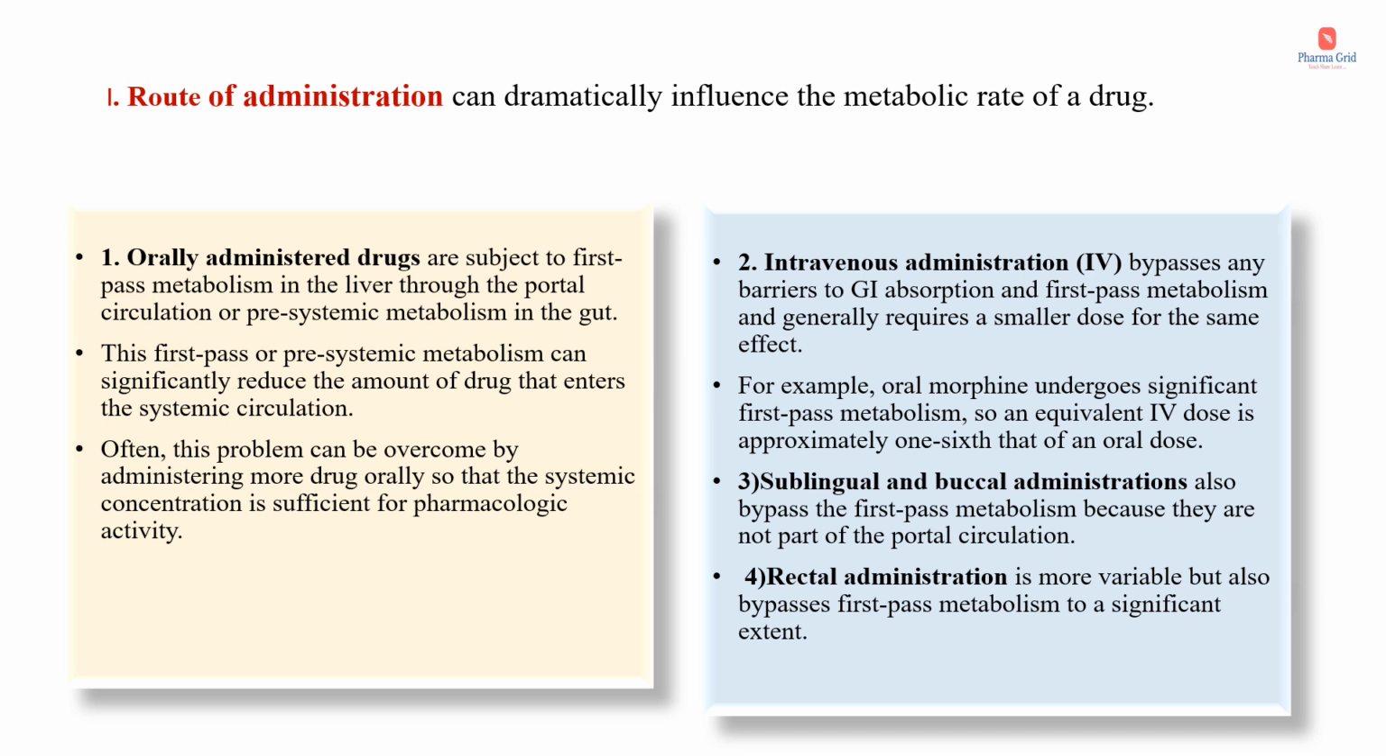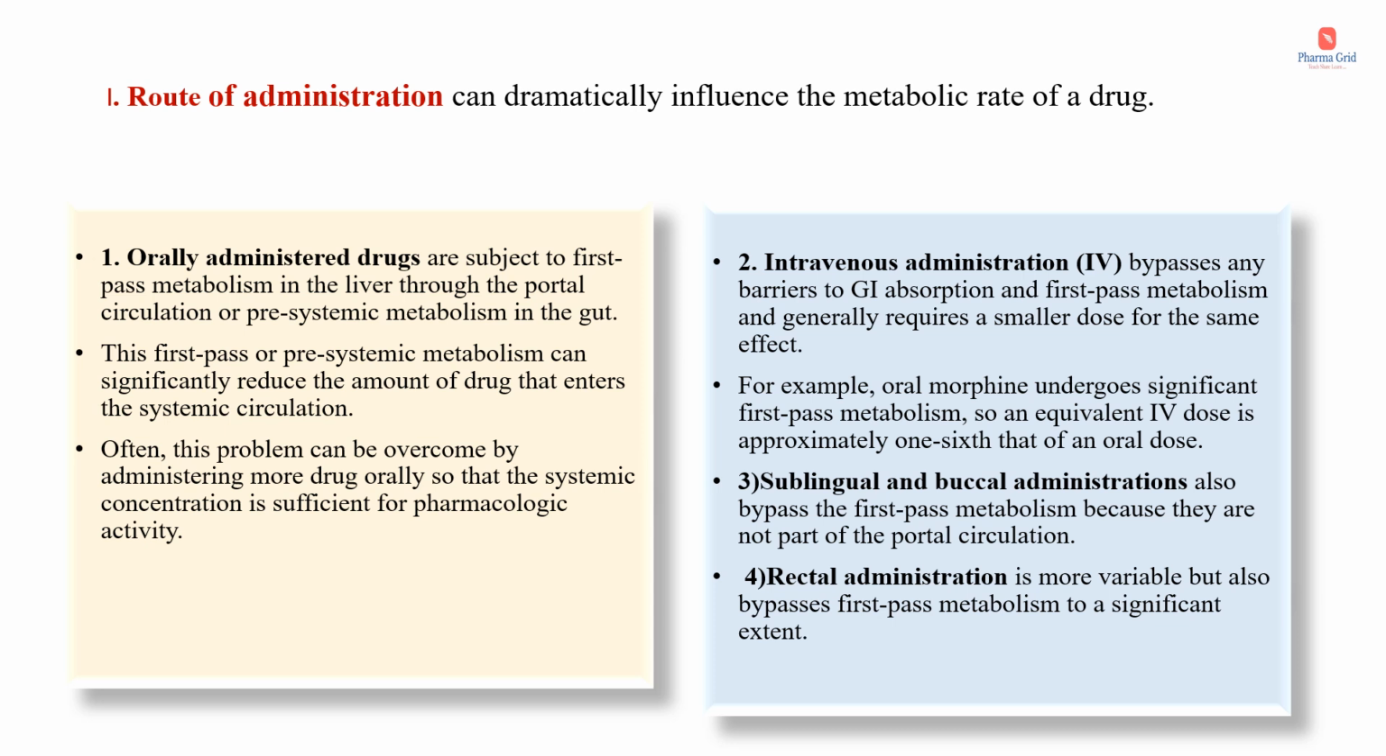Often, this problem can be overcome by administering more drug orally so that the systemic concentration is sufficient for pharmacological activity. Next route of administration is the intravenous route. The feature of this intravenous route is that it bypasses any barriers to GI absorption and first pass metabolism and generally requires a smaller dose for the same effect. Here the drug is directly entering into the systemic circulation.